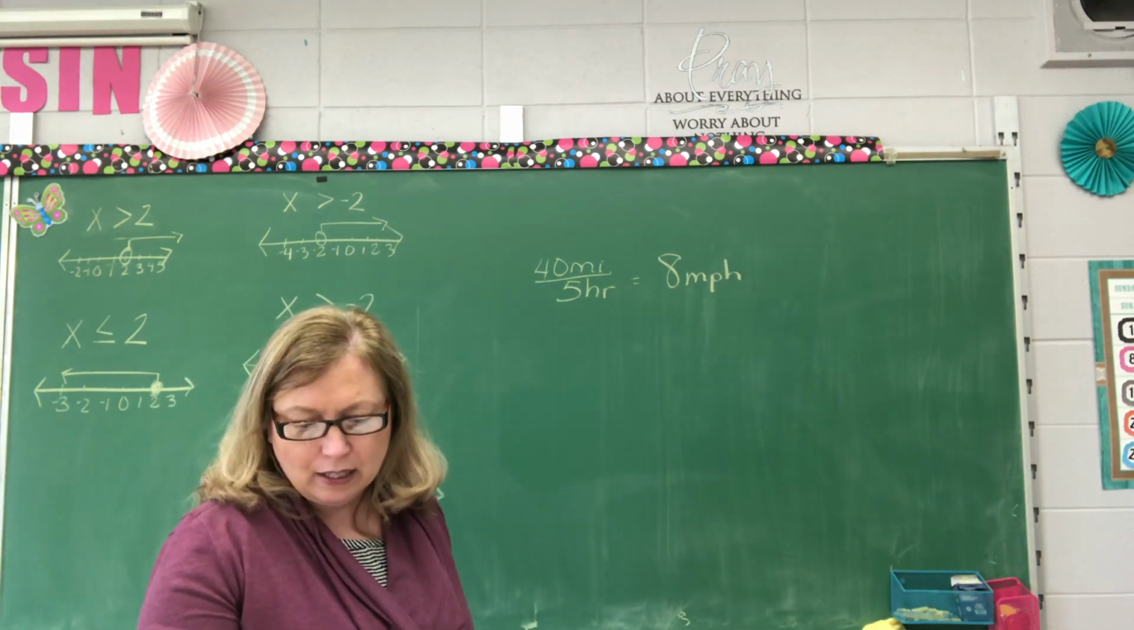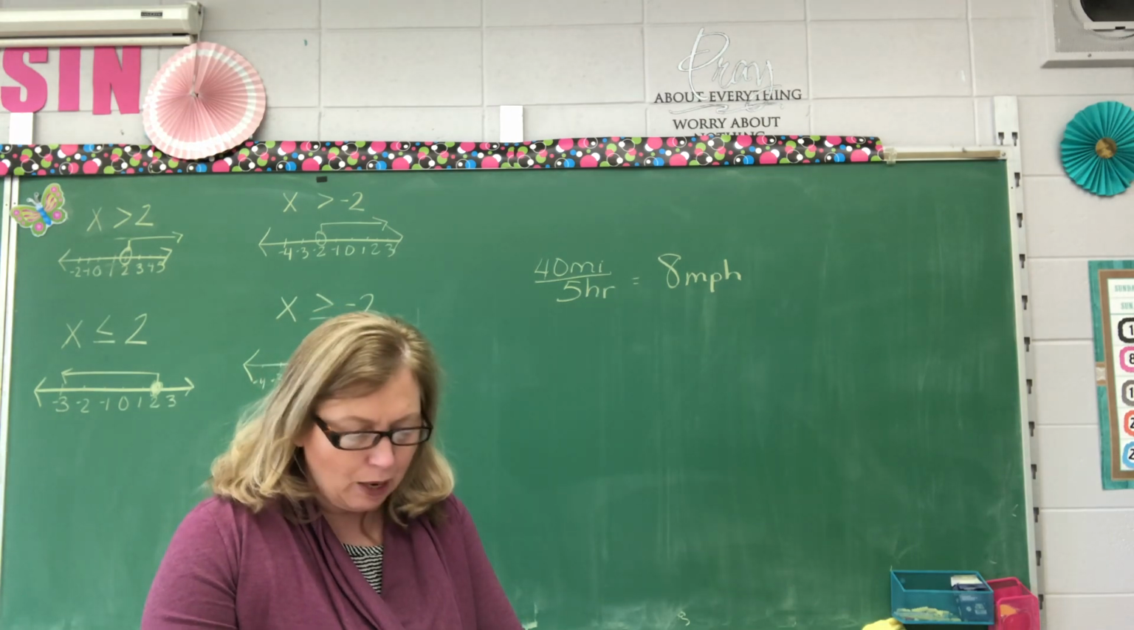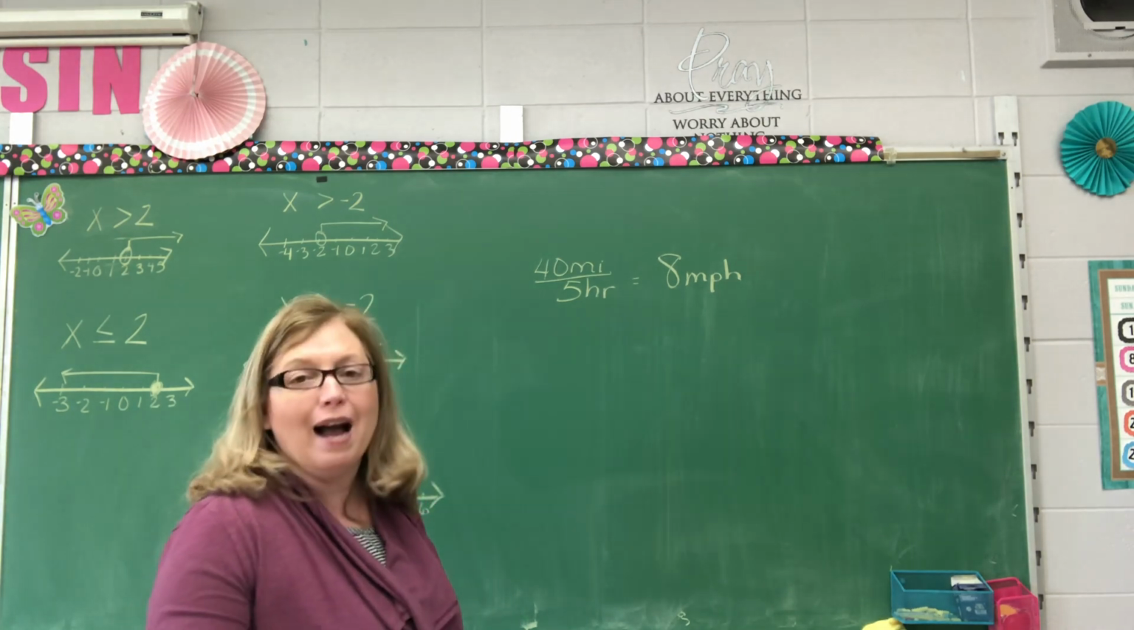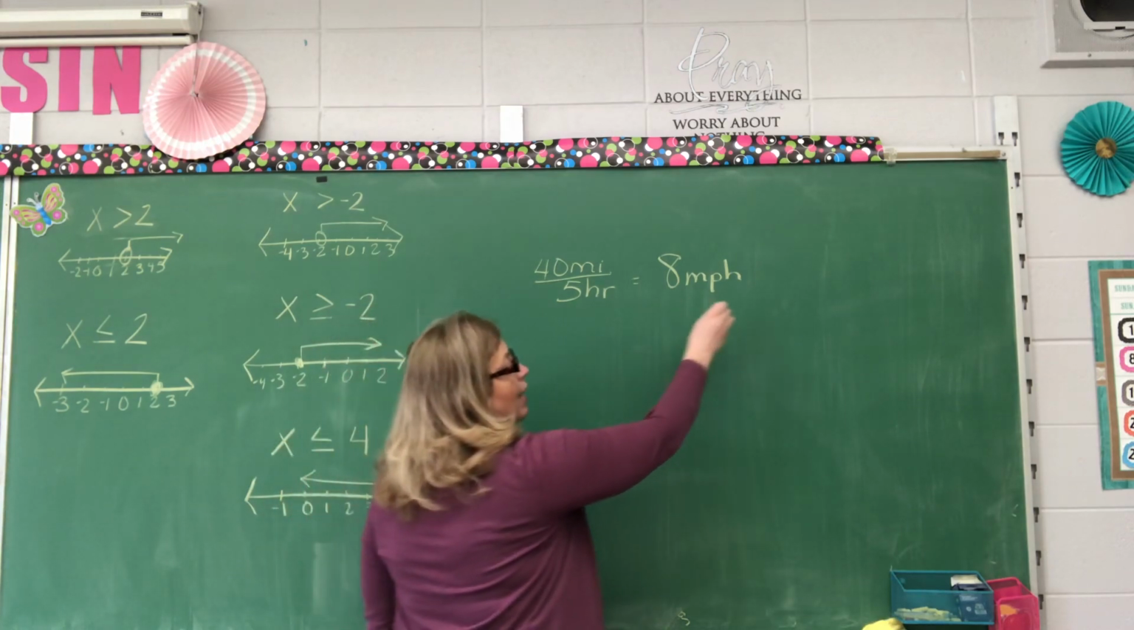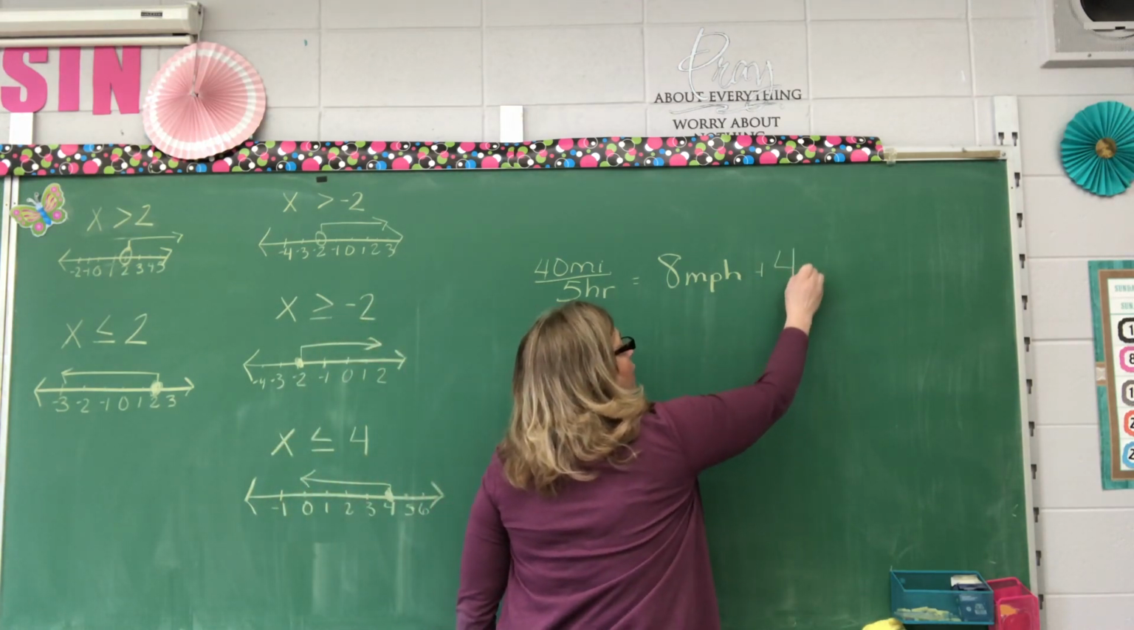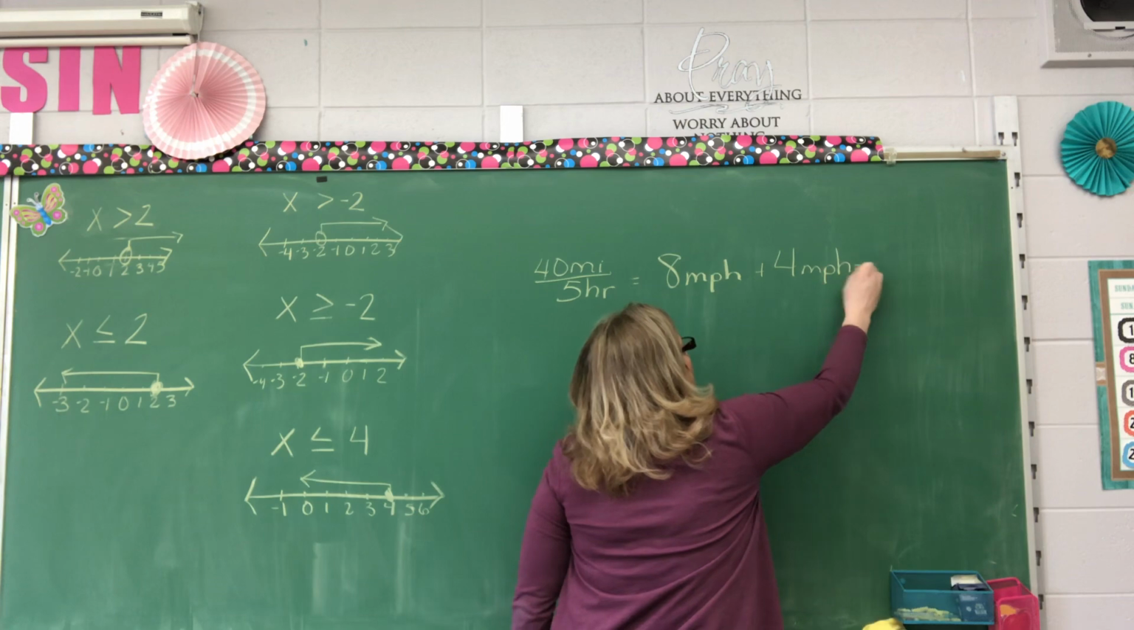Look at the next part. It says that they want to increase their speed by 4 miles per hour. So we're going to take the 8 miles per hour and add 4 miles per hour.